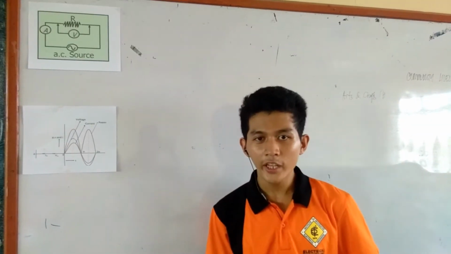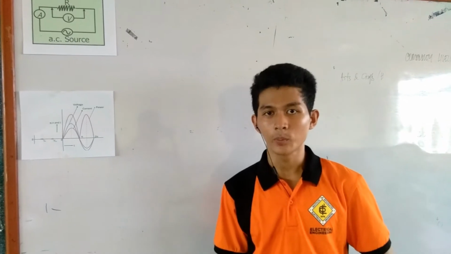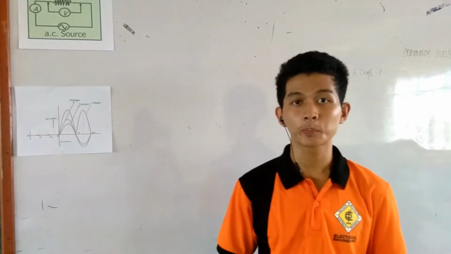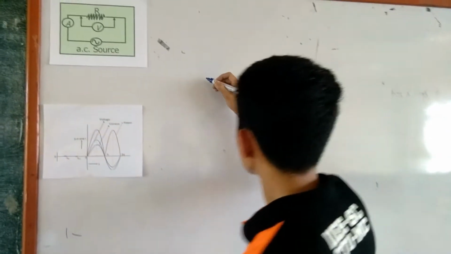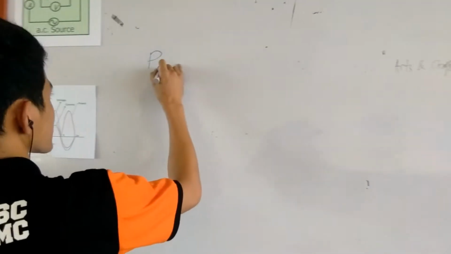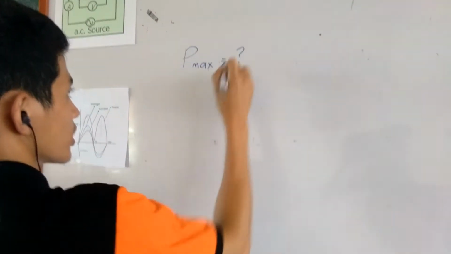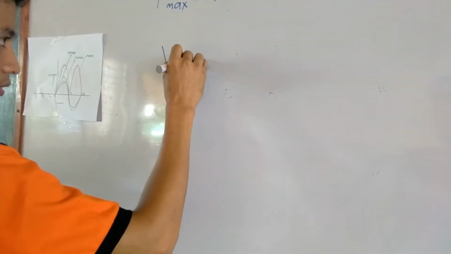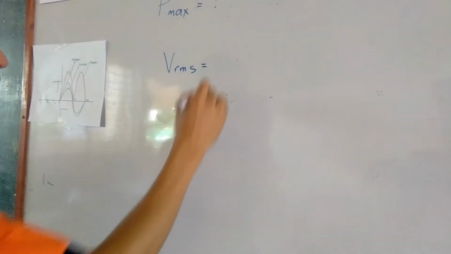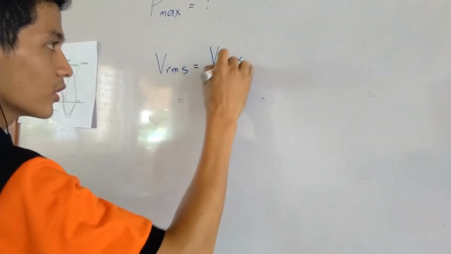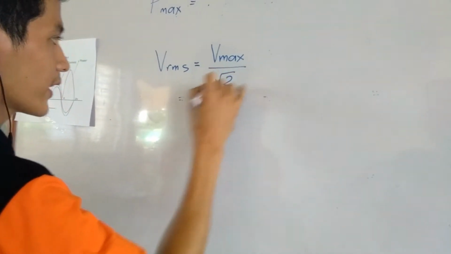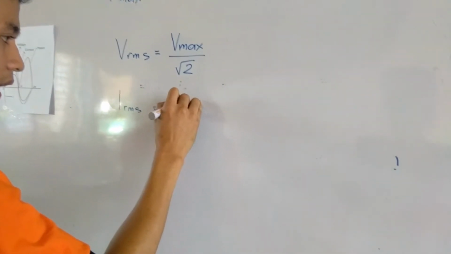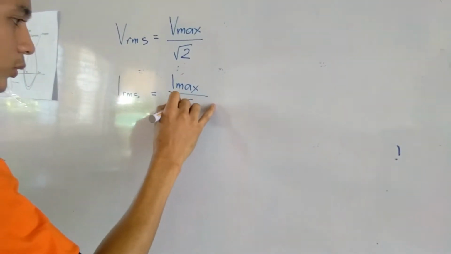Now let's proceed to the derivation of P maximum. We have already solved the P average. We have also solved the instantaneous power. So let's proceed to the P max. P max is unknown, but we have the initial conditions: VRMS is equal to V max over square root of 2, and IRMS is equal to I max over square root of 2.